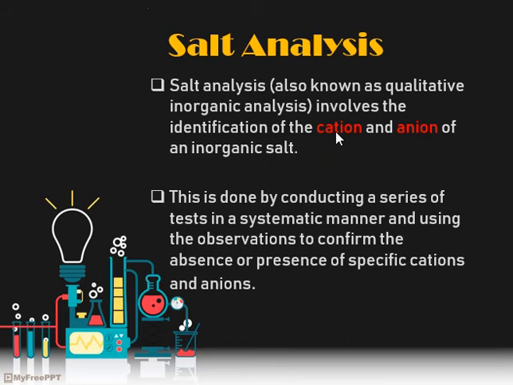You already know that salt is formed as a result of reaction between acid and base. Let's take the example of sodium chloride. In sodium chloride, sodium is the cation and chloride is the anion. This cation is also known as basic radical, and the anion is also known as acidic radical, because the anion is derived from acid and the cation is derived from base. So how are we going to identify them? This is done by conducting a series of tests in a systematic manner, and then using observation to confirm the absence or presence of specific cations and anions.